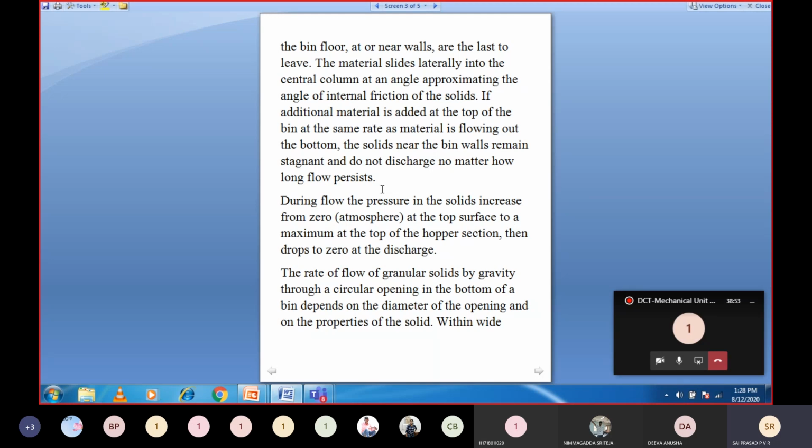Now, what is this pressure we are talking about? First of all, what is pressure? Pressure is nothing but force per unit area. What is force? Mass into g by gc. Whenever there is a solid having some amount of mass, a gravitational force is exerted on it, and this mass exerts some force on the container on which it is resting, or on the solid particles on which it is resting.